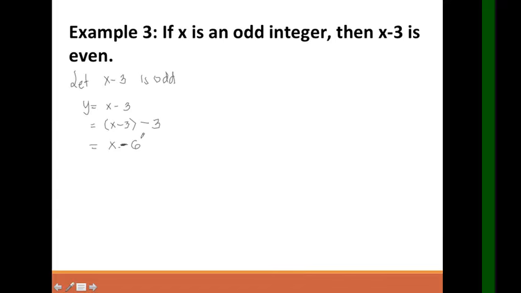okay, x minus 6, we can just put it as q, as an element of z, and q is an odd integer. So therefore, y is equal to q. By contradiction, x is an odd integer. Okay? So ganun lang siya.